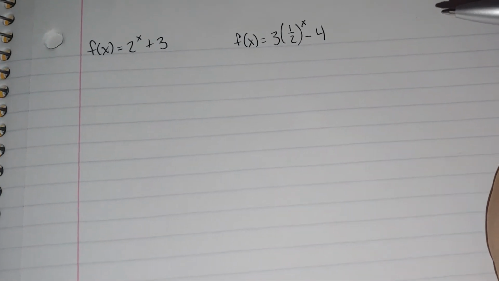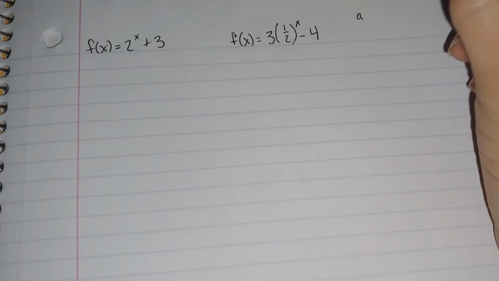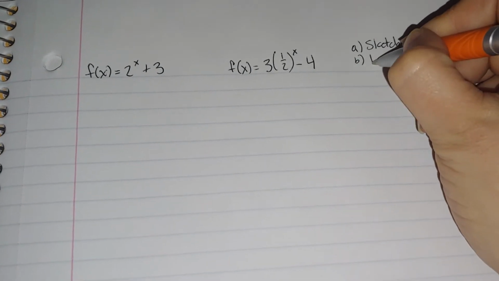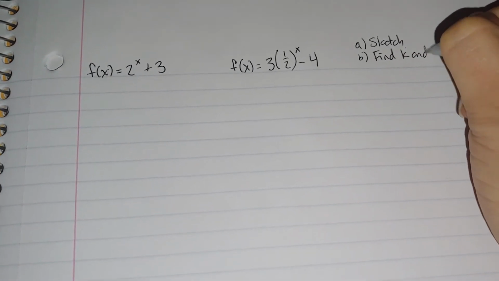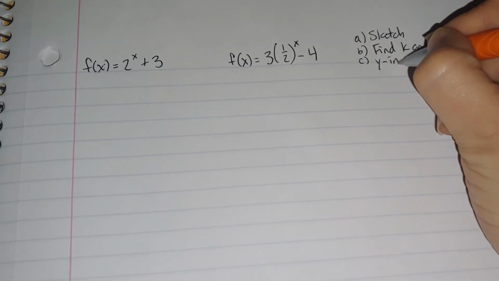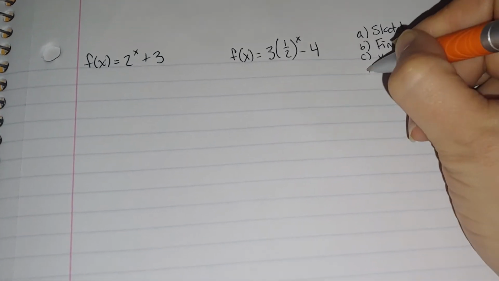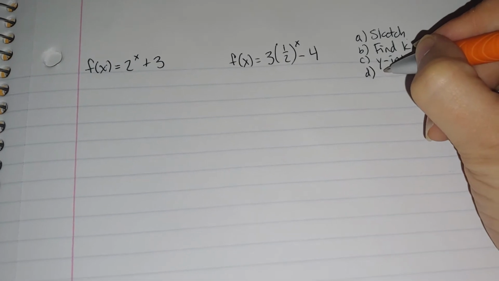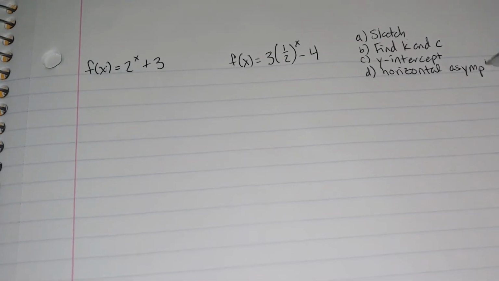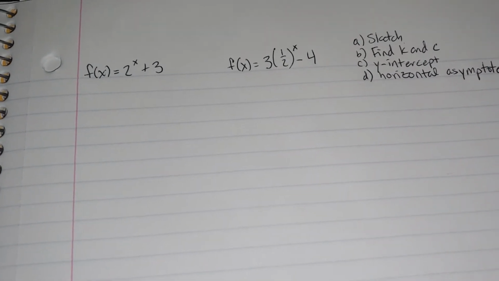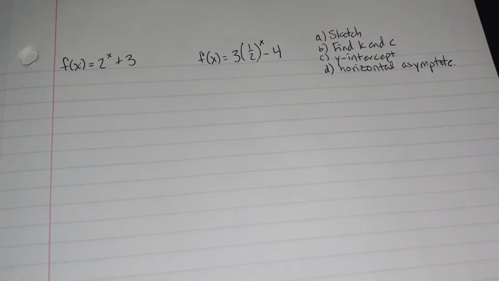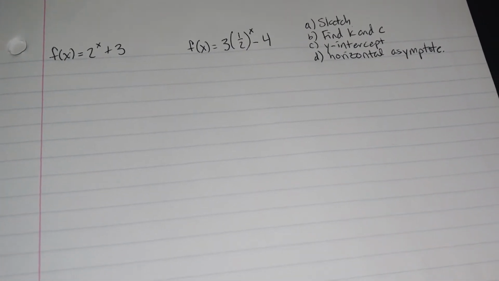And tell me, so you're going to sketch. Find me the values of k and c. Find me the y-intercept. And find me the horizontal asymptote. You can go ahead and pause the video now to do that, and you'll be able to check your answer with the notes key online.